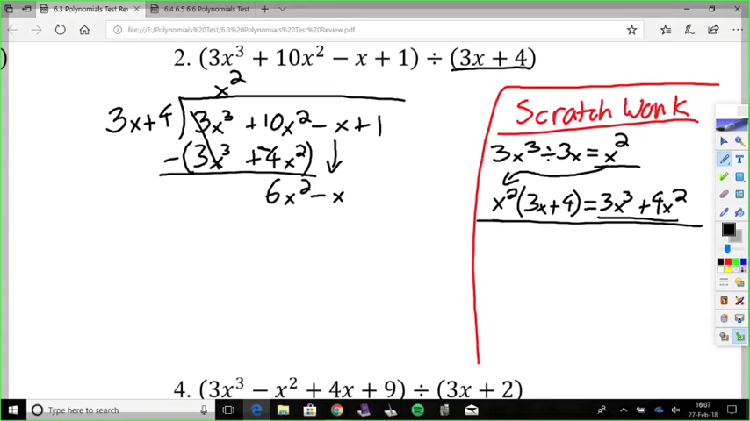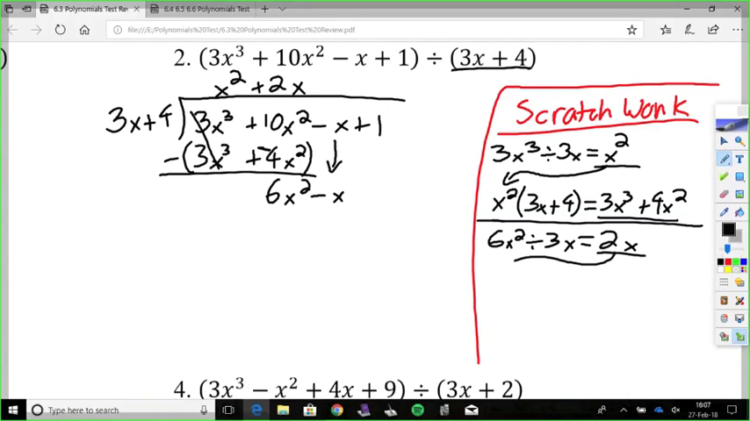Step 4 is bring down the next term. So now repeat the process with division. Take the first term on the inside, which is now 6x squared, and divide it by the first term on the outside, which is 3x, not 2x. I only made that mistake to see if you're paying attention. All right, what we're going to have, 6 divided by 3 is 2. We'll have an x as well. So 2x, that's going to go back on top of my problem.